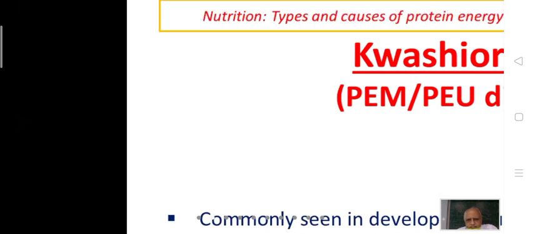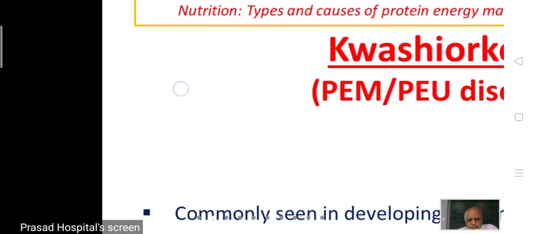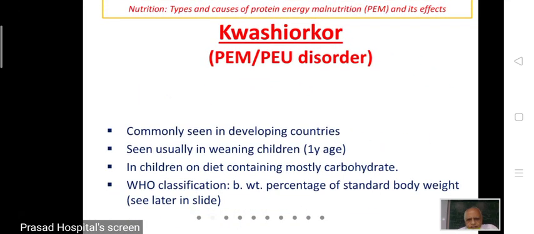According to the World Health Organization classification, how to find a Kwashiorkor patient is by finding out the body weight as a percentage of the standard body weight. Suppose a 5-year-old child has to have a standard body weight, then what is the present body weight of that child and what is the percent of the standard body weight? That way, the WHO has classified that a child can be termed a Kwashiorkor or malnourished child.